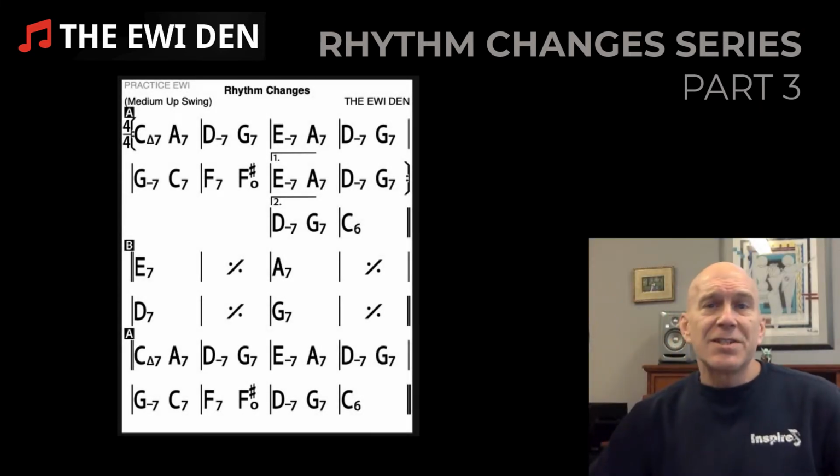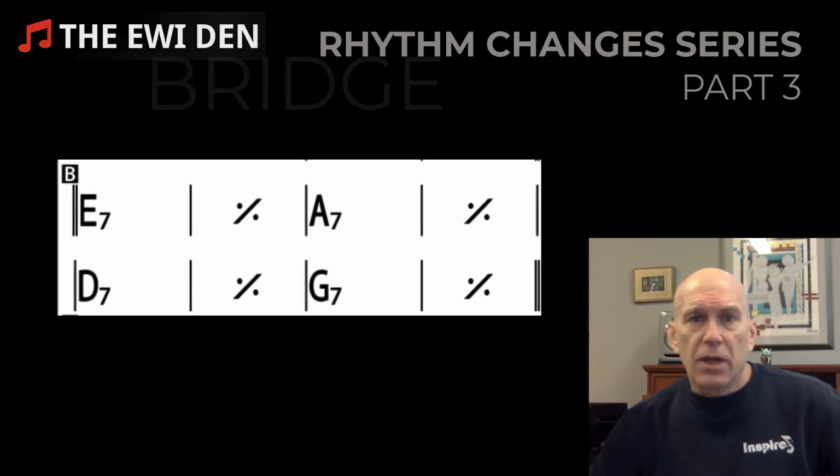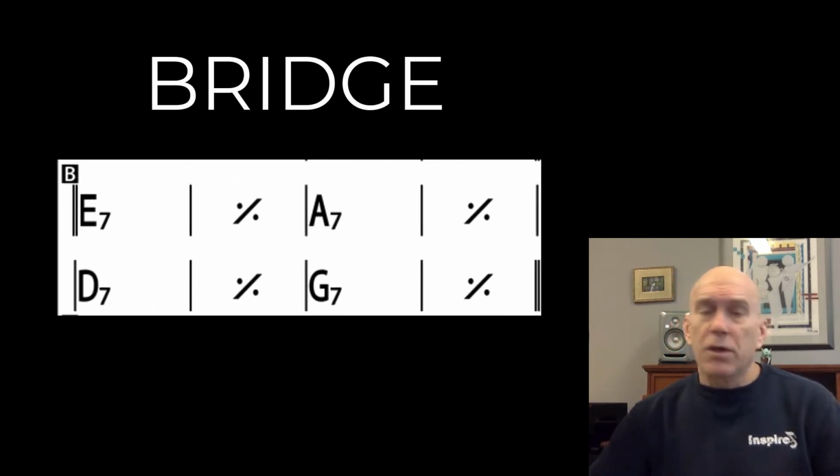This is the Rhythm Changes series, and this is part 3 of the series, the bridge and the cycle. The B section of a Rhythm Changes song is known as the bridge. In its simplest form, the chords of the bridge are E7, A7, D7, G7, each being 2 measures in length.